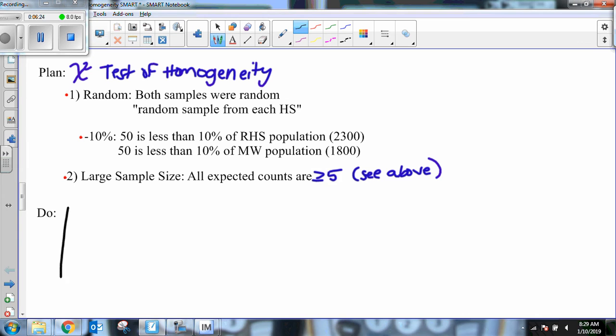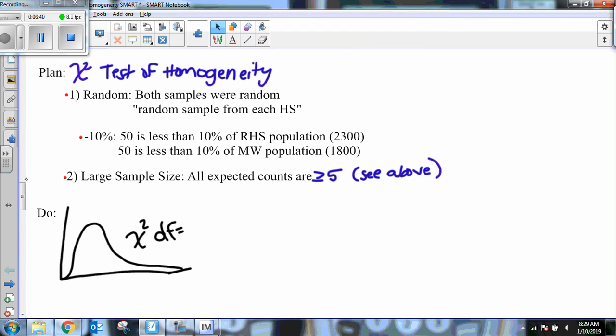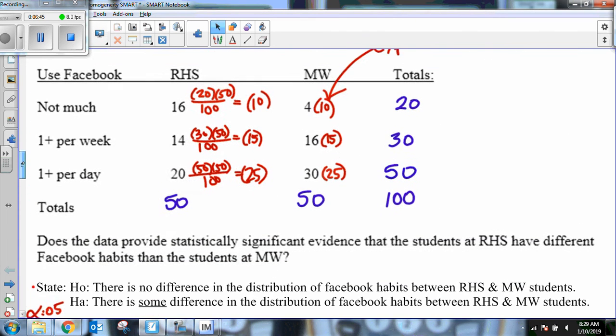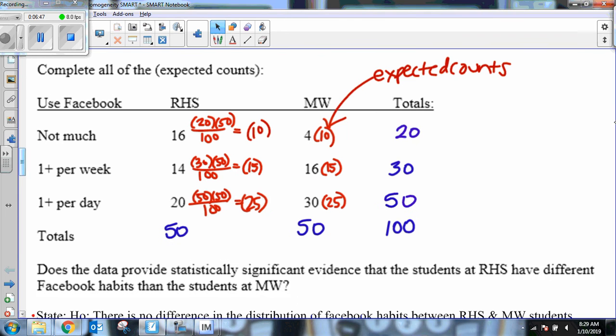In the do portion, we're going to draw the picture. Remember, it's a skewed to the right distribution. Not my prettiest curve, but chi-squared. Again, make sure you list the degrees of freedom. So it's a chi-squared test with the degrees of freedom of, I don't know if you remember how we did this on the last video, but if I look above, I could technically use the formula R minus 1 times C minus 1, which is rows minus 1 times columns minus 1.